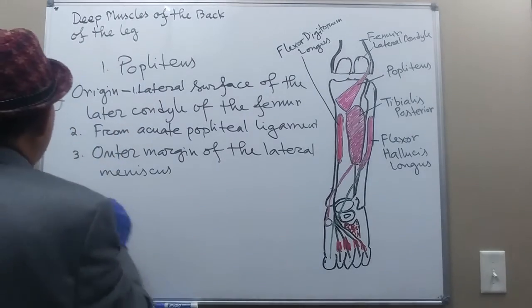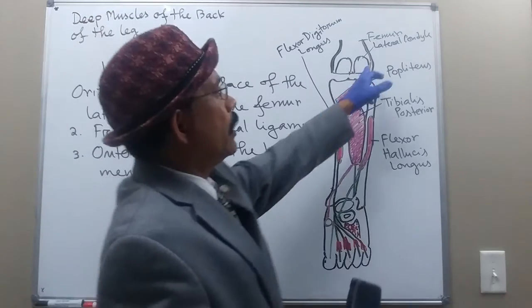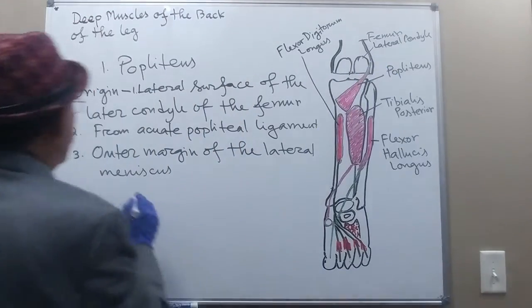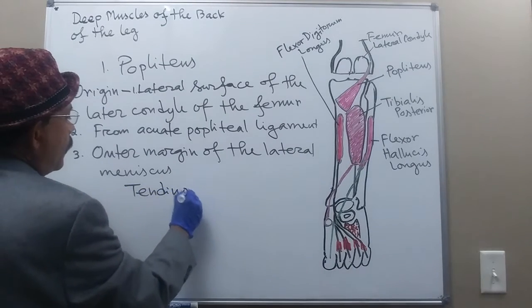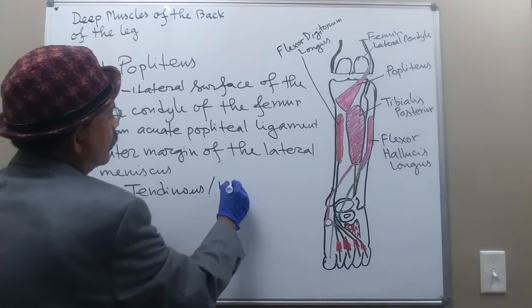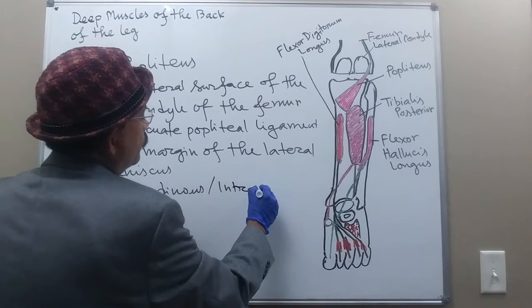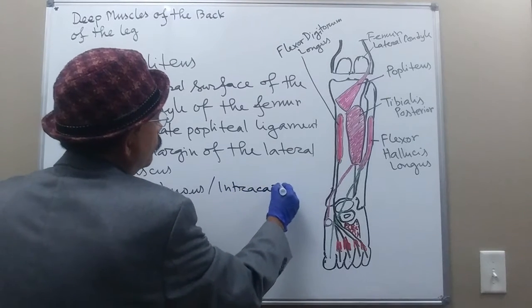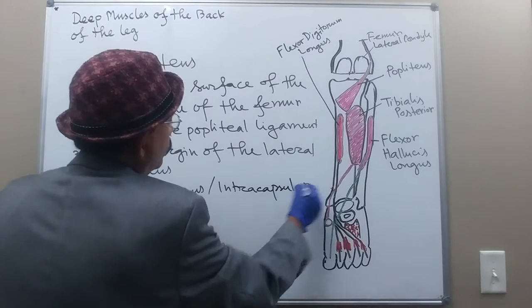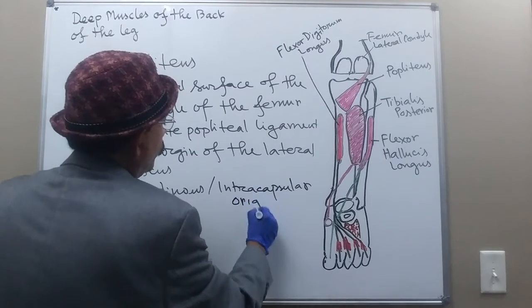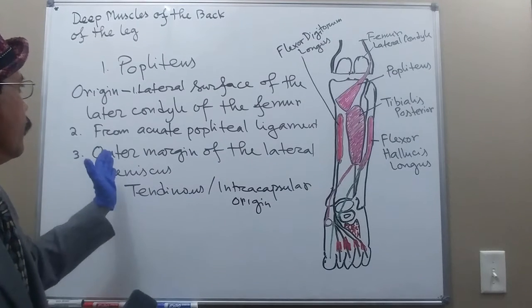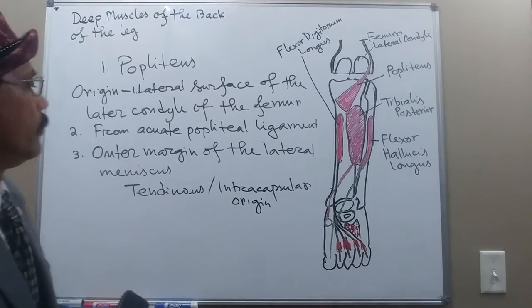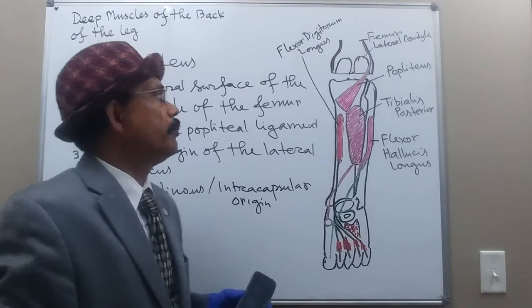So these are the origins of the Popliteus muscle. Remember that the origin is tendinous, and it is an intracapsular origin, within the capsule of the knee joint. That is the contribution to the origin. So we got the origin of the Popliteus.